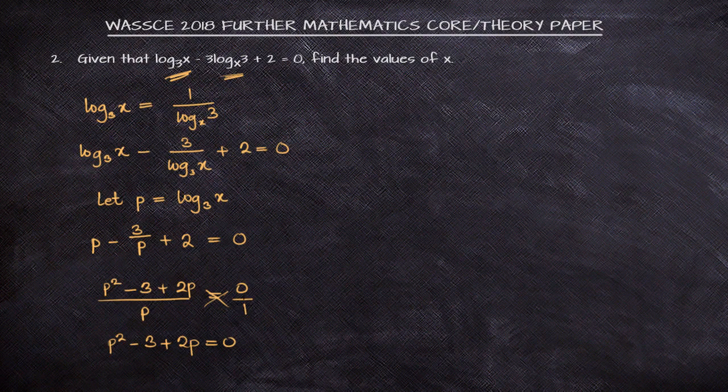So if you are to arrange it appropriately, we can say p square plus 2p minus 3 is equal to 0. So here, we are looking for two numbers that we can multiply to give minus 3p square, and when we add them, it will be 2p.